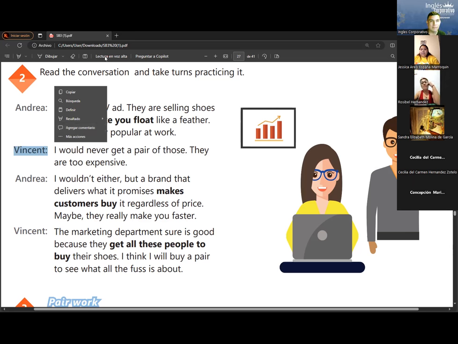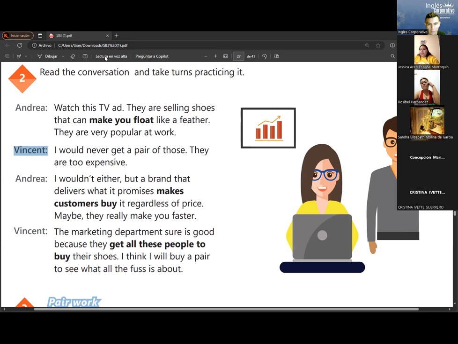3, 2, 1, action. Watch this TV ad. They are selling shoes that can make you float like a feather. They are very popular at work. You'll never get a pair of those. They are too expensive. I wouldn't either, but a brand that delivers what it promises makes customers buy it regardless of price. Maybe they really make you faster. The marketing department sure is good because they get all these people to buy their shoes. I think I will buy a pair to see what all the fuss is about.